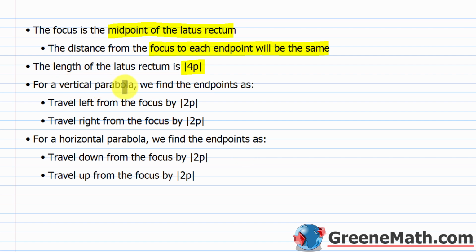So for a vertical parabola, we find the endpoints as travel left from the focus by the absolute value of 2p, and then travel right from the focus by the absolute value of 2p. And then for a horizontal parabola, which we're going to have some examples of, we find the endpoints as you travel down from the focus by the absolute value of 2p, and then you travel up from the focus by the absolute value of 2p.